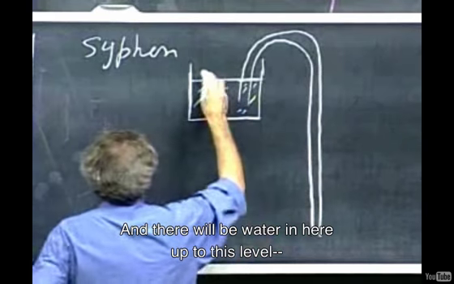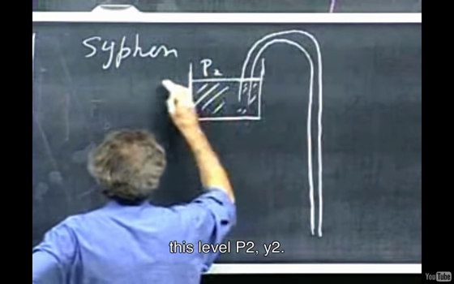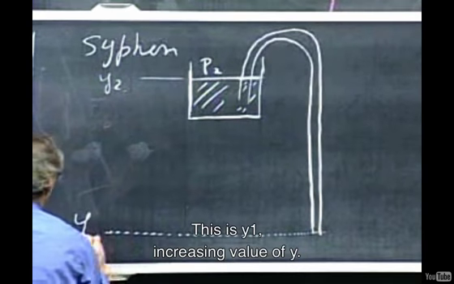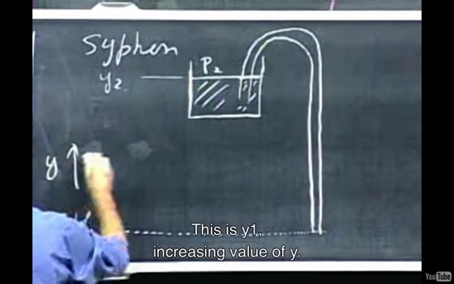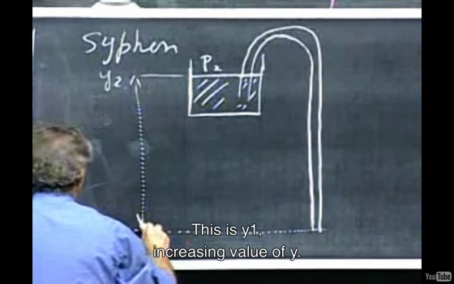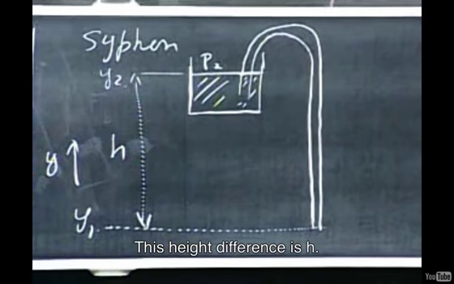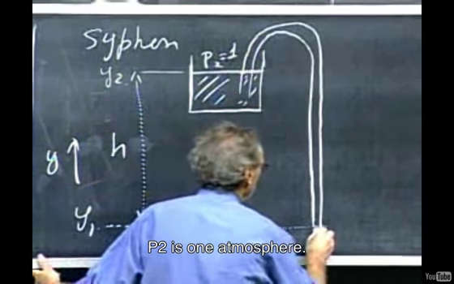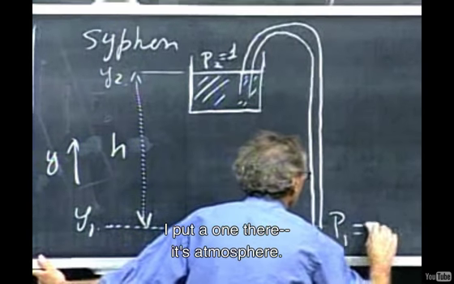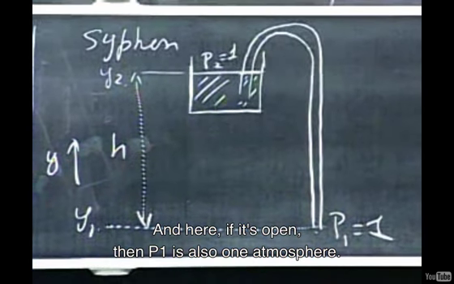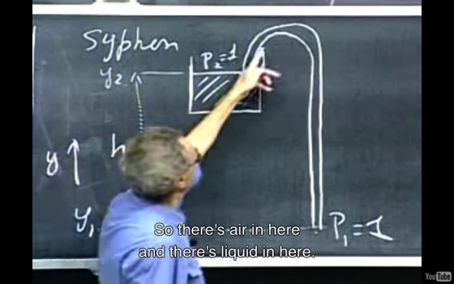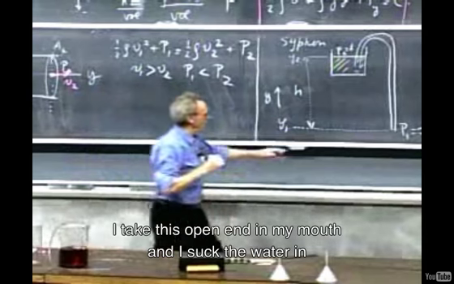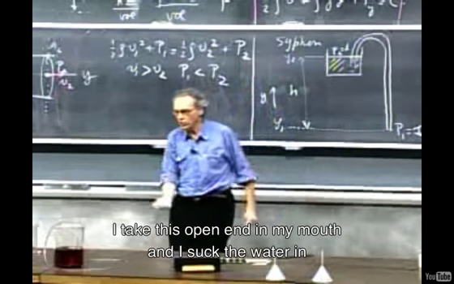This level is P2, Y2, and this is Y1, with increasing value of Y. This height difference is H. P2 is 1 atmosphere. And here, if it's open, then P1 is also 1 atmosphere. So there's air in here, and there's liquid in here. I take this open end in my mouth, and I suck the water in so that it's full with this water.